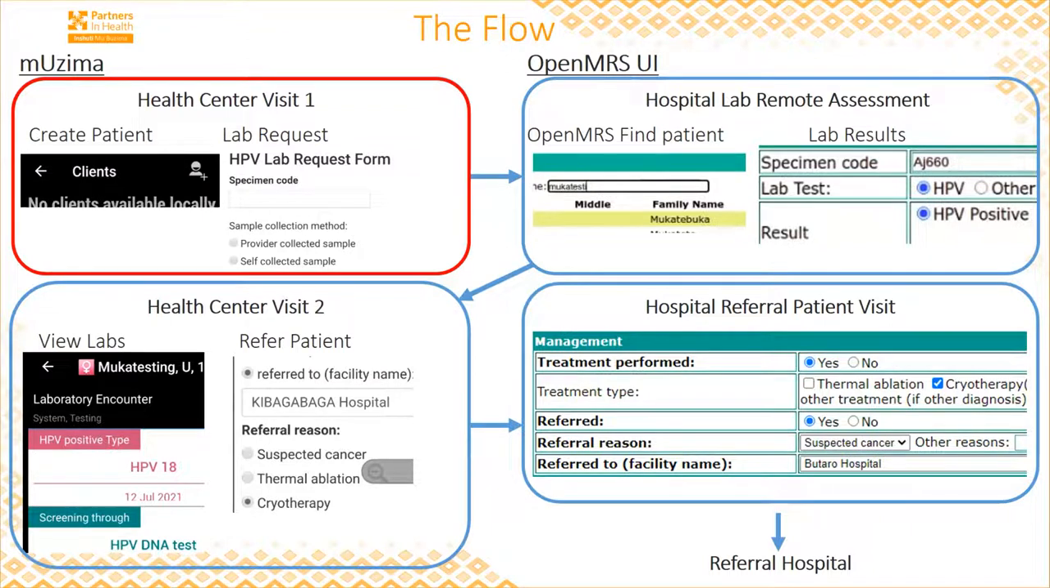And then the clinician fills the lab request that matches the lab sample sent to the hospital. They will need to sync data to OpenMRS so that this patient record is accessed at the hospital laboratory, who uses OpenMRS to feed in lab results. And due to two-way sync of Mzima and OpenMRS, the results will be seen back at the health center.